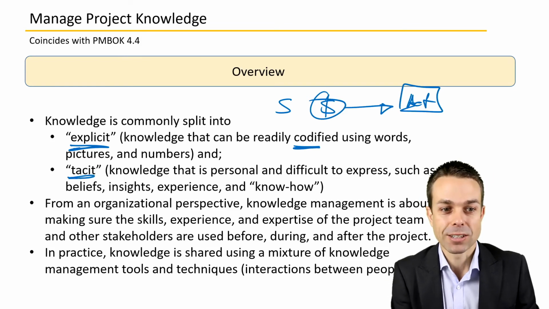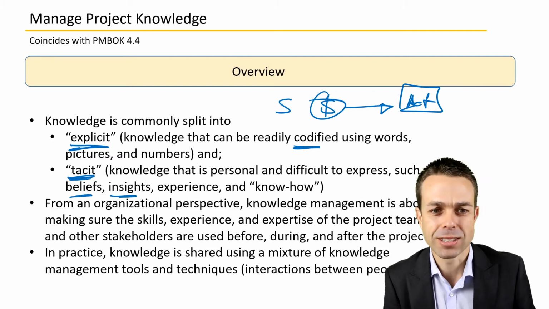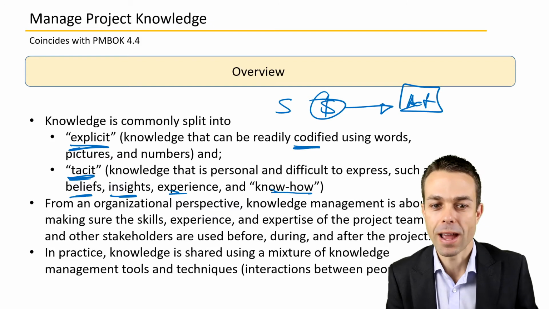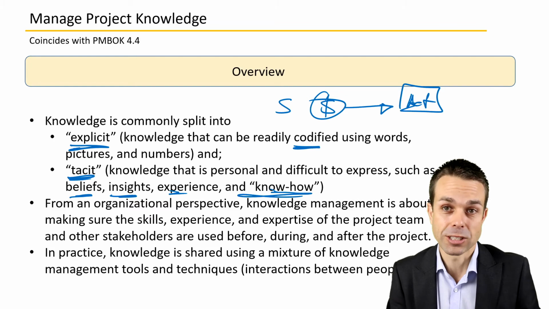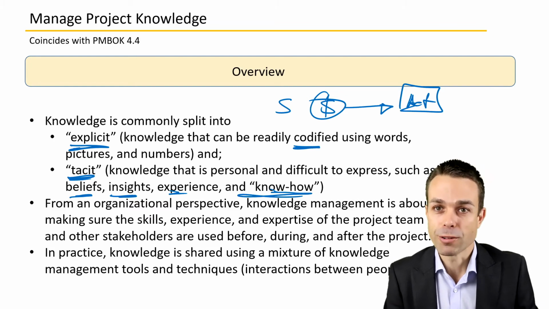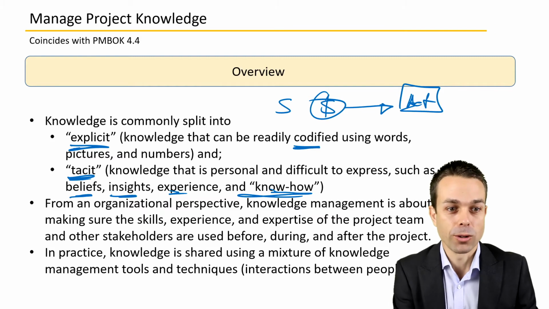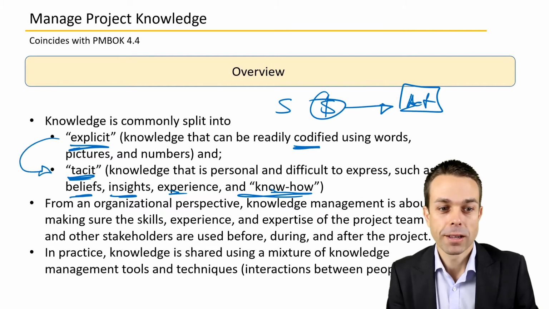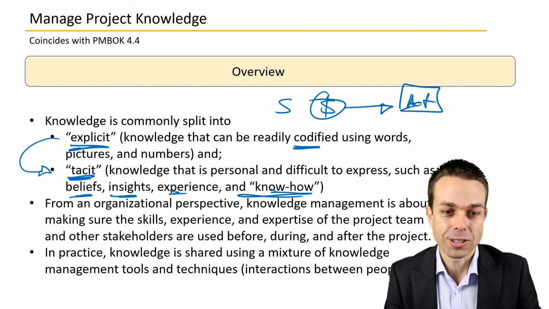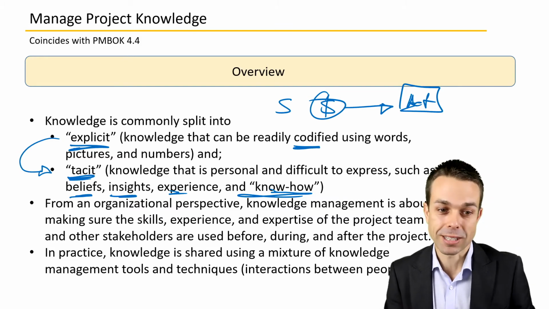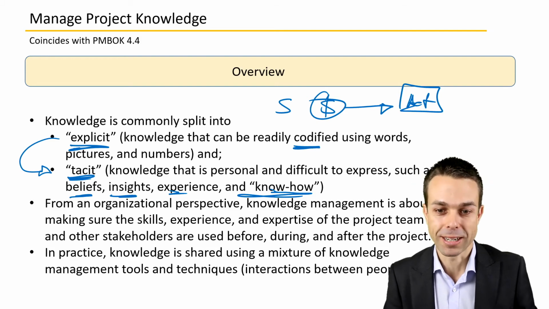However, tacit knowledge is more like your insights or a person's beliefs or experiences and know-how that people have sort of gathered over many, many years in an organization or a particular place. That can be more difficult to express. So you will see that on the exam as well, the difference between those two types of knowledge. From an organizational perspective, knowledge management is about making sure that those skills, experience, and expertise of the project team and other stakeholders are used before, during, and after the project.